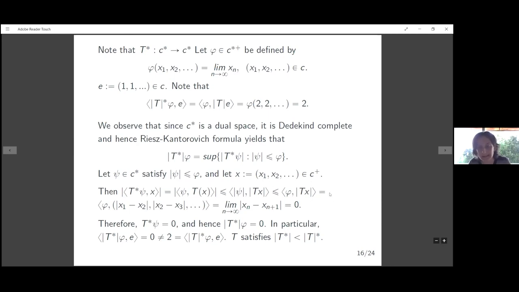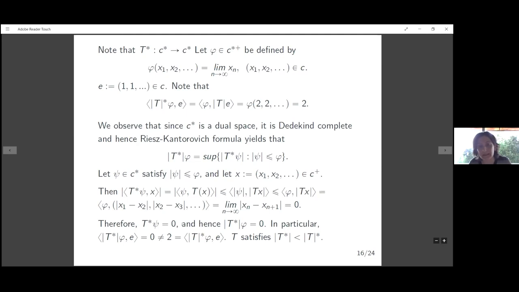And then the modulus of Tx is just the sequence of the modulus of its coordinates, like modulus of x1 minus x2, x2 minus x3, etc. So phi applied on this sequence gives the limit of the modulus of xn minus xn plus 1. x belongs to C, it's convergent, so this is 0. And this gives us that T star on psi is 0.